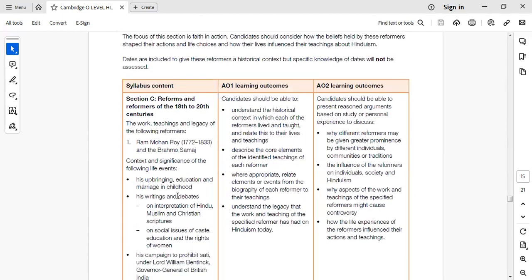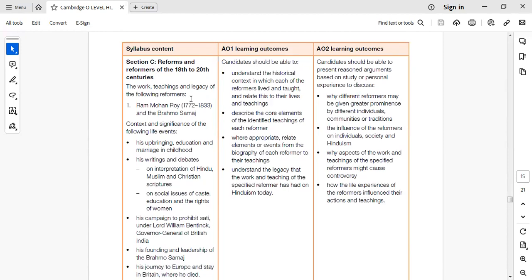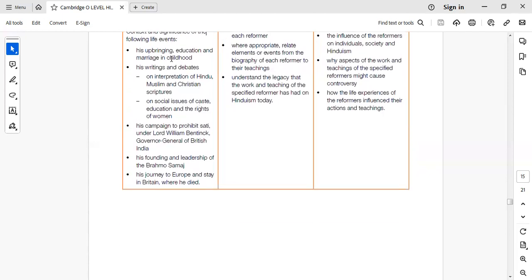Now we have paper 2, section C, where we are going to learn about the reformers of the 18th to 20th century. Among them, we have 4 reformers. Ram Mohan Roy, and of course, we are going to study what they established or set up or founded, any kind of society or organization, right? So Ram Mohan Roy and the Brahmo Samaj, these are different things that we learn.